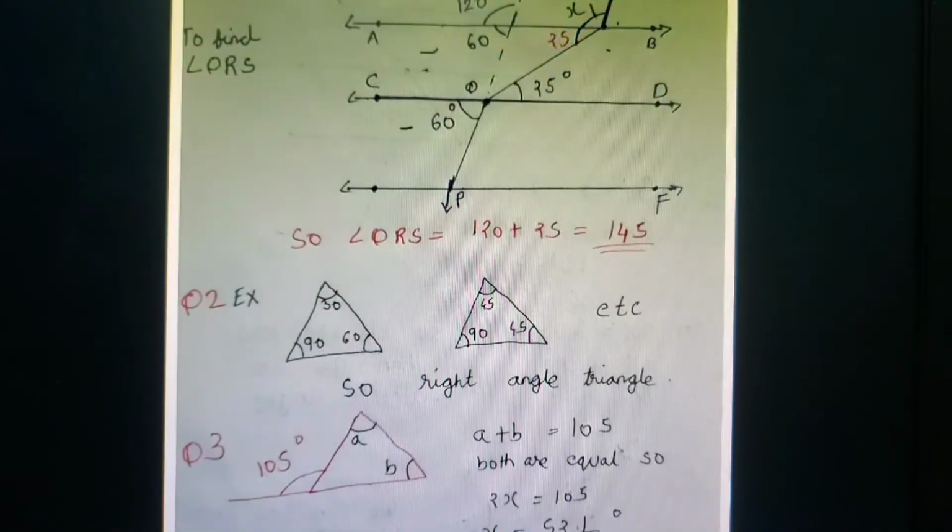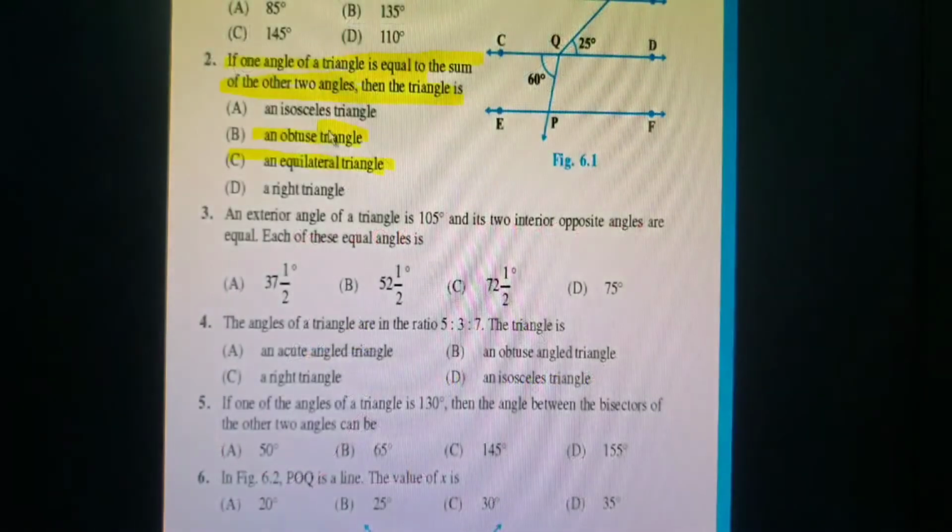So this is our question number 2. I have taken different examples, like 30 and 60, so we will get 90. 45 and 45, we will get 90. So right angle is the correct answer. And the meaning of isosceles triangle is that its two sides should be equal. Okay, now moving on to question number 3.